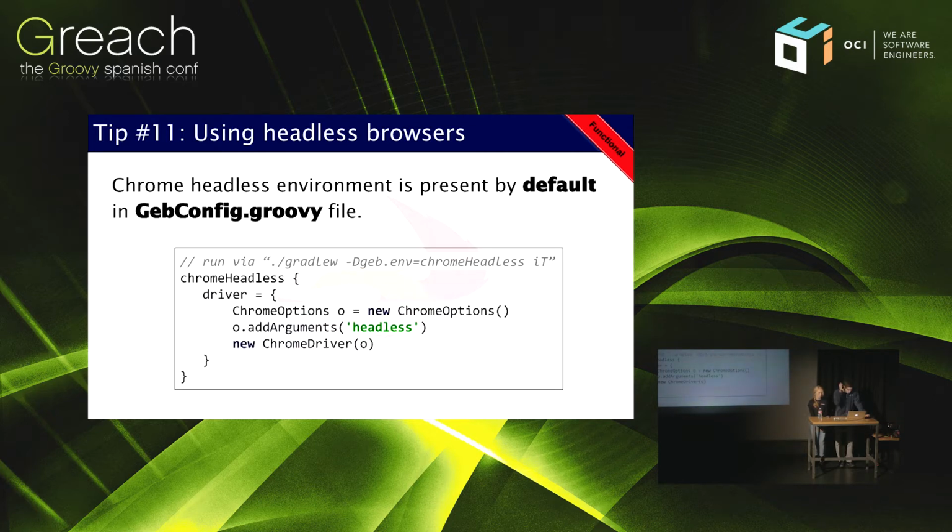So in Grails 3, in the GebConfig.groovy file, an environment to run Chrome headlessly is present by default. And in the same way, the Grails task which downloads the Chrome driver, and all of this is present by default, so we can easily use it.